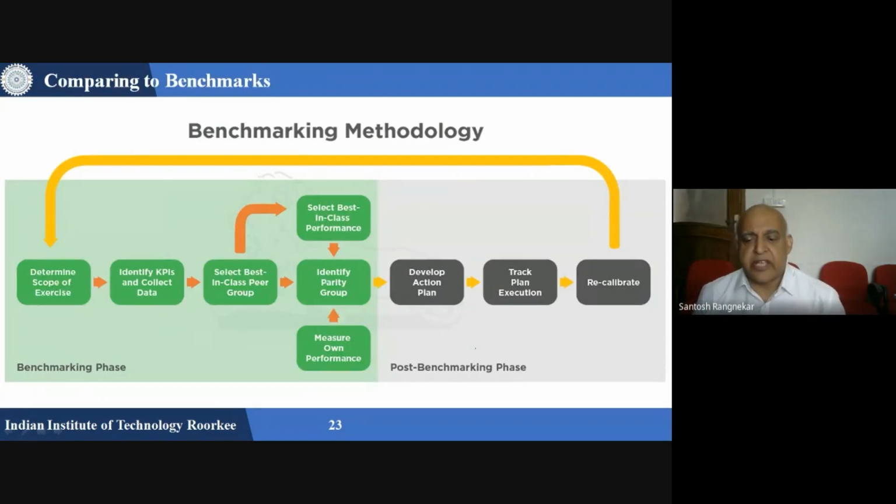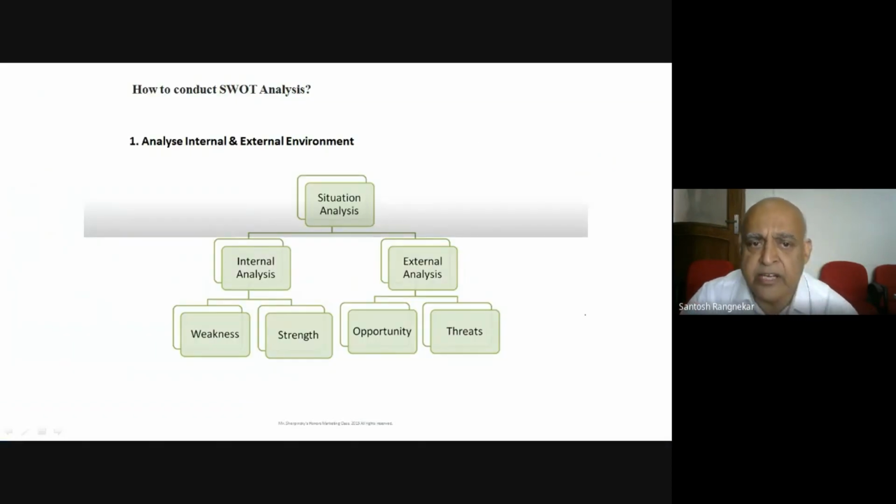When we are talking about another method, it is about benchmarking practices. Now what we do: determine the scope of the exercise, identify the key parameters and indicators, and collect the data, select the best in class peer group, select best in class performance, identify parity group, measure own performance, develop action plan, track plan execution, and recalibrate.